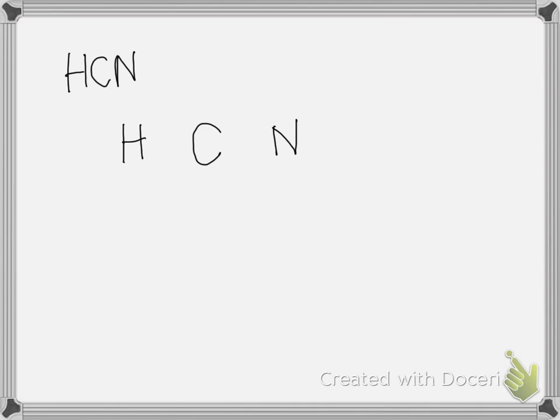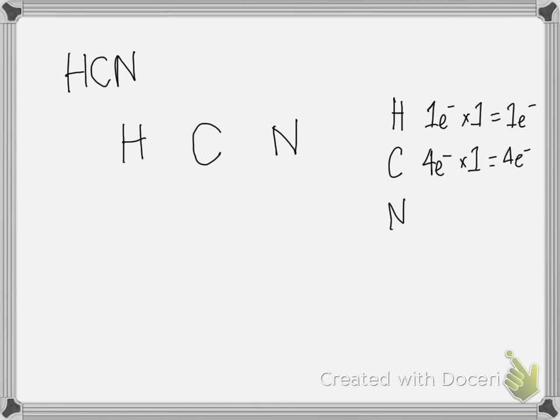And then we're going to add up the valence electrons. So hydrogen, carbon, and nitrogen. Hydrogen has 1 valence electron, and there's only one of them, so that's 1 electron. Carbon has 4 electrons, and there's 1 of them, so that's 4 electrons. And nitrogen has 5 electrons, and there's 1 of them, so that's 5 electrons. So when I add these all up, I get 10 electrons. That's what I have to use.